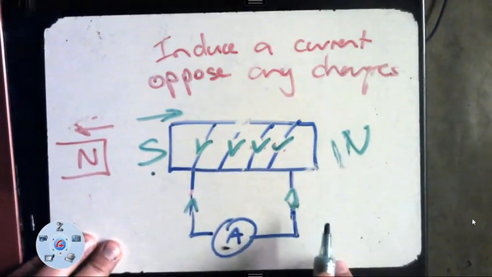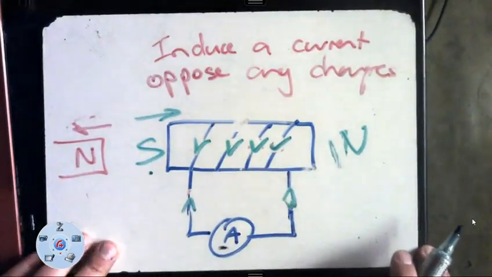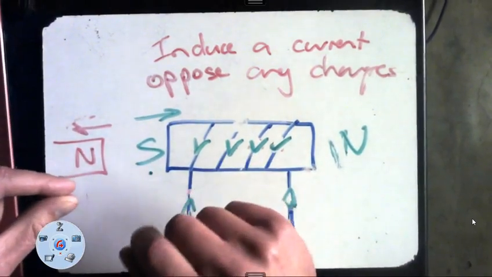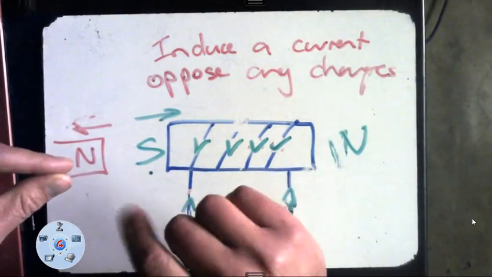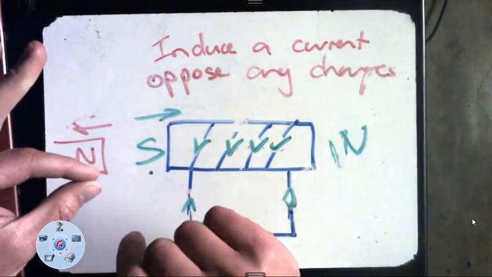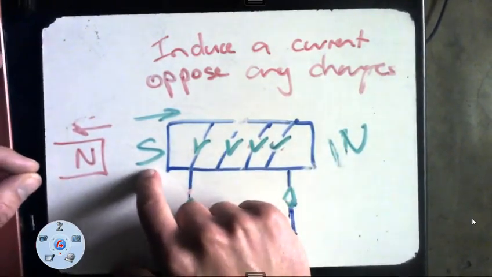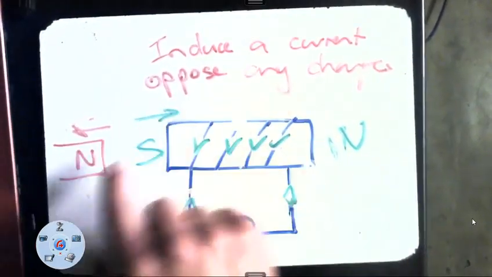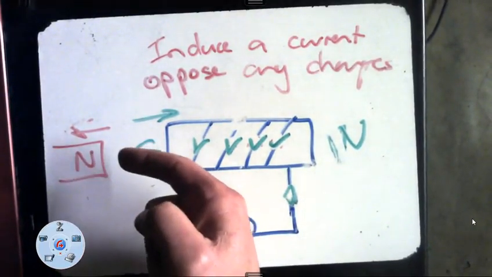And according to Lenz's law, we always induce a current that opposes any changes that we make. So if we bring our north towards, it wants to stop me from bringing it towards, and it creates another north. If I bring my south to here, it wants to stop me, so it creates another south. If I want to pull my south or my north away, it will make an opposite field to attract it again. Okay, so the current always has a mind of its own and always opposes whatever change you want to make, whether you want to bring the magnet closer, whether you want to take the magnet away.